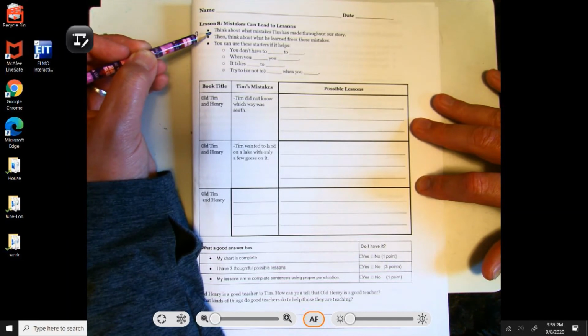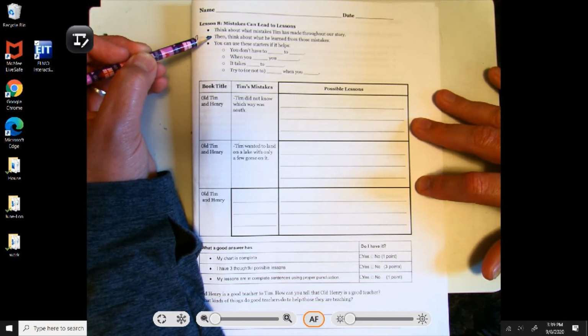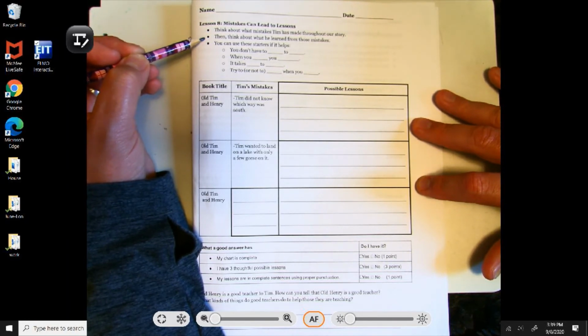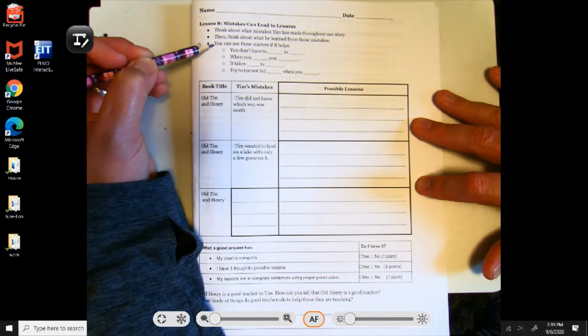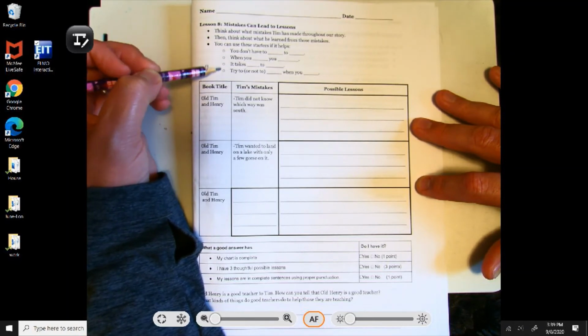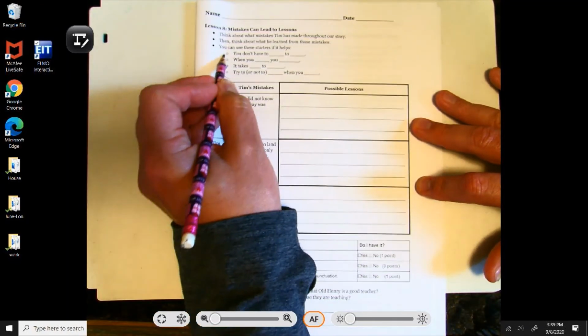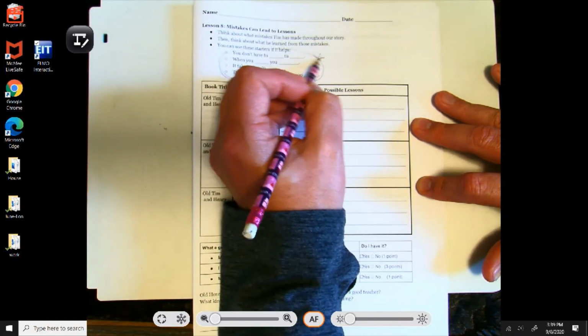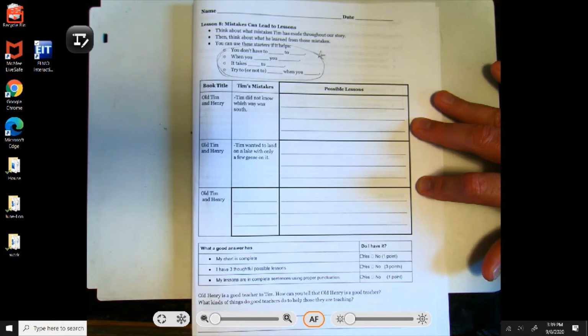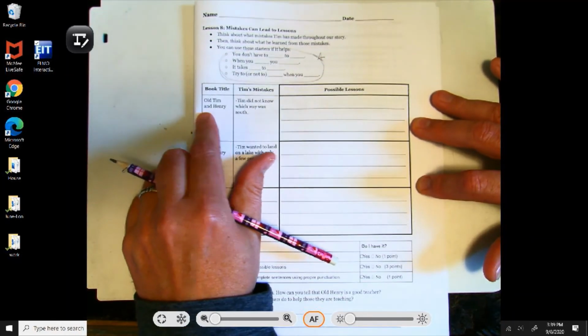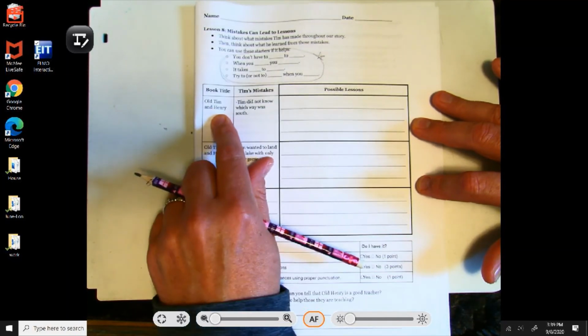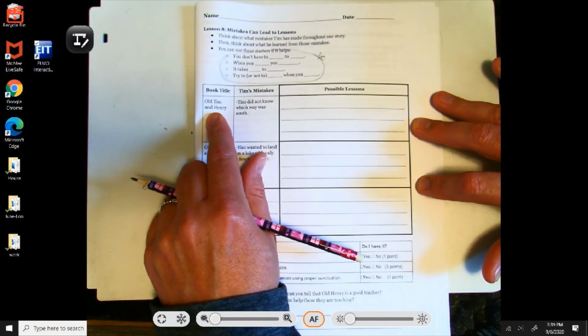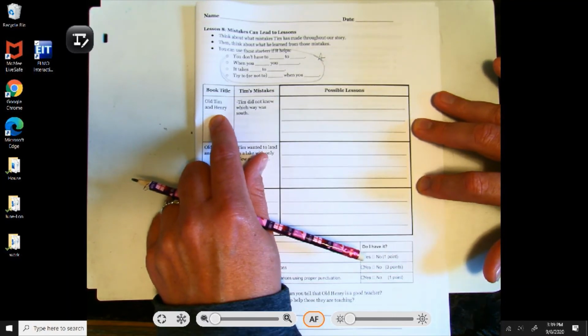So think about what mistakes Tim has made throughout the story. Then think about what he learned from those mistakes. You can use these starters if it helps. So there's some ideas here, scholars. This little part right here, right? If you're having trouble with answers, you can use that as a way to help you get started on an answer. So oh my goodness, it says old Tim and Henry. Oops, that should say old Henry and Tim.